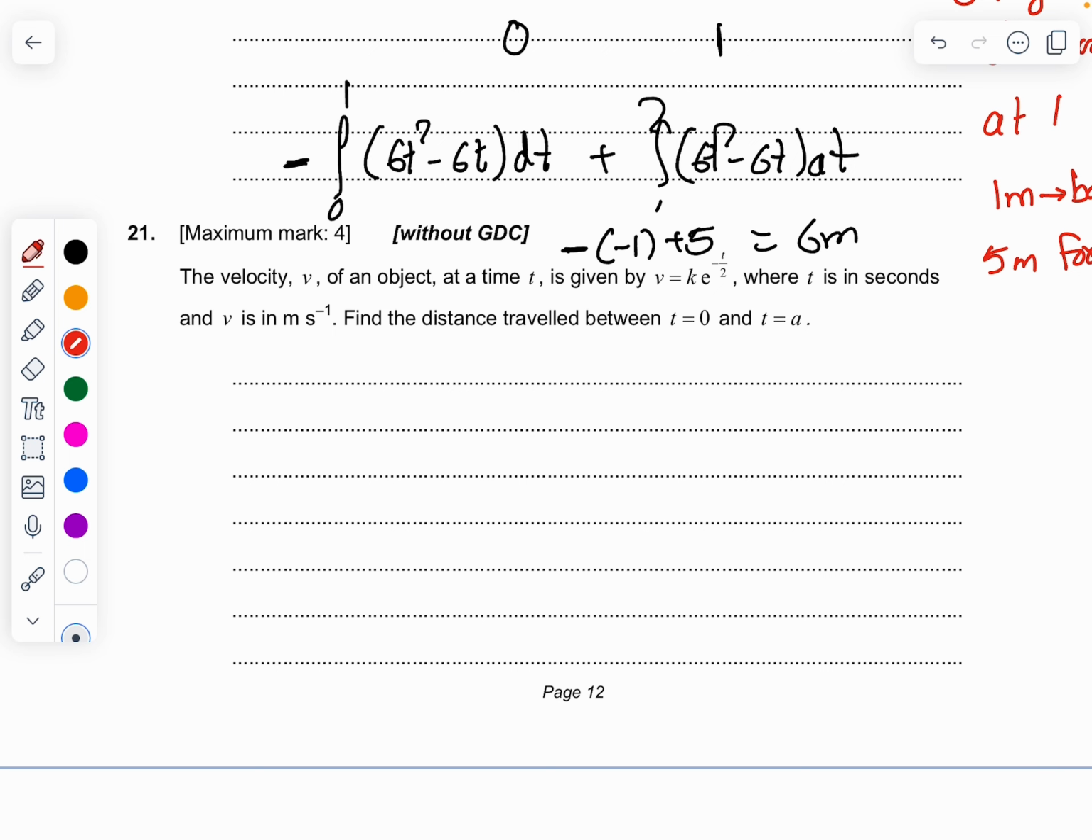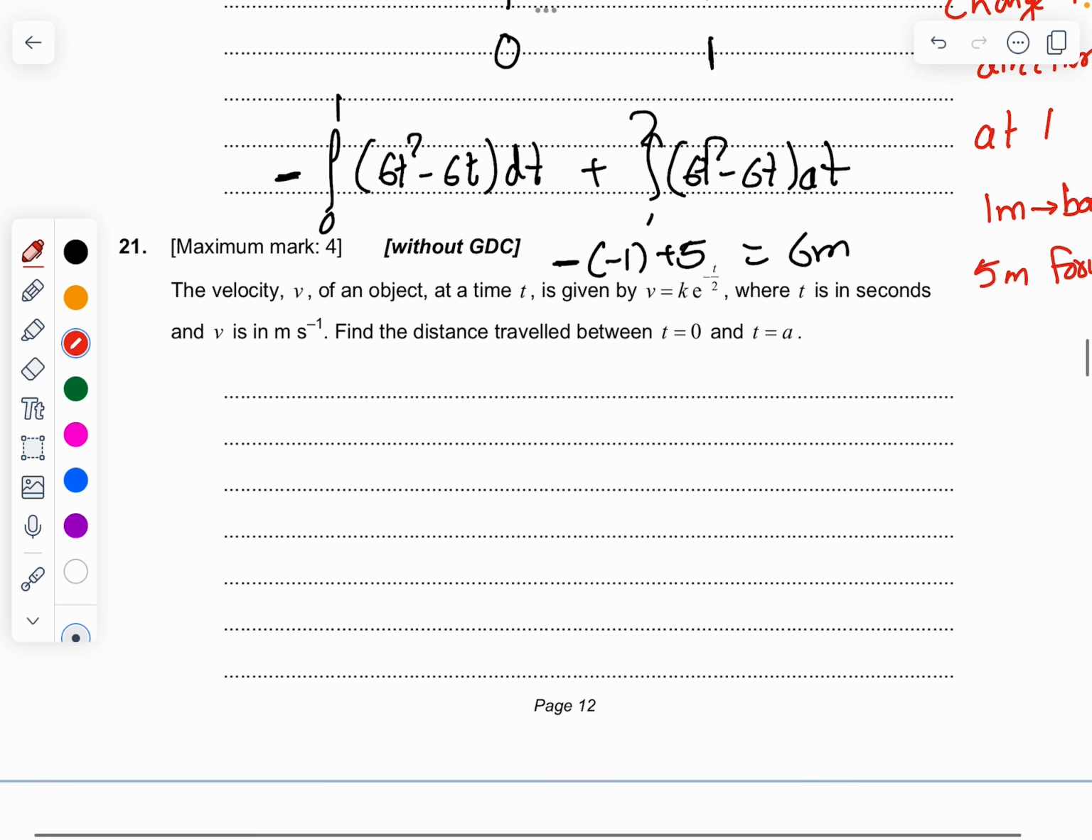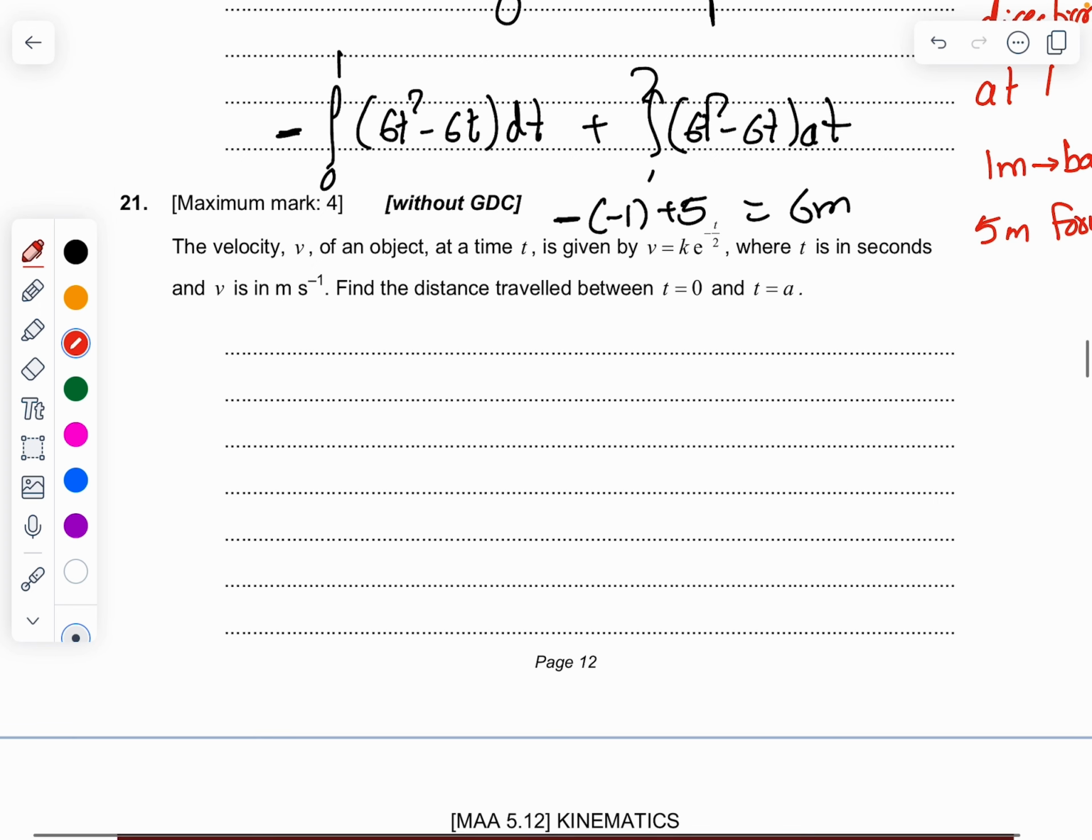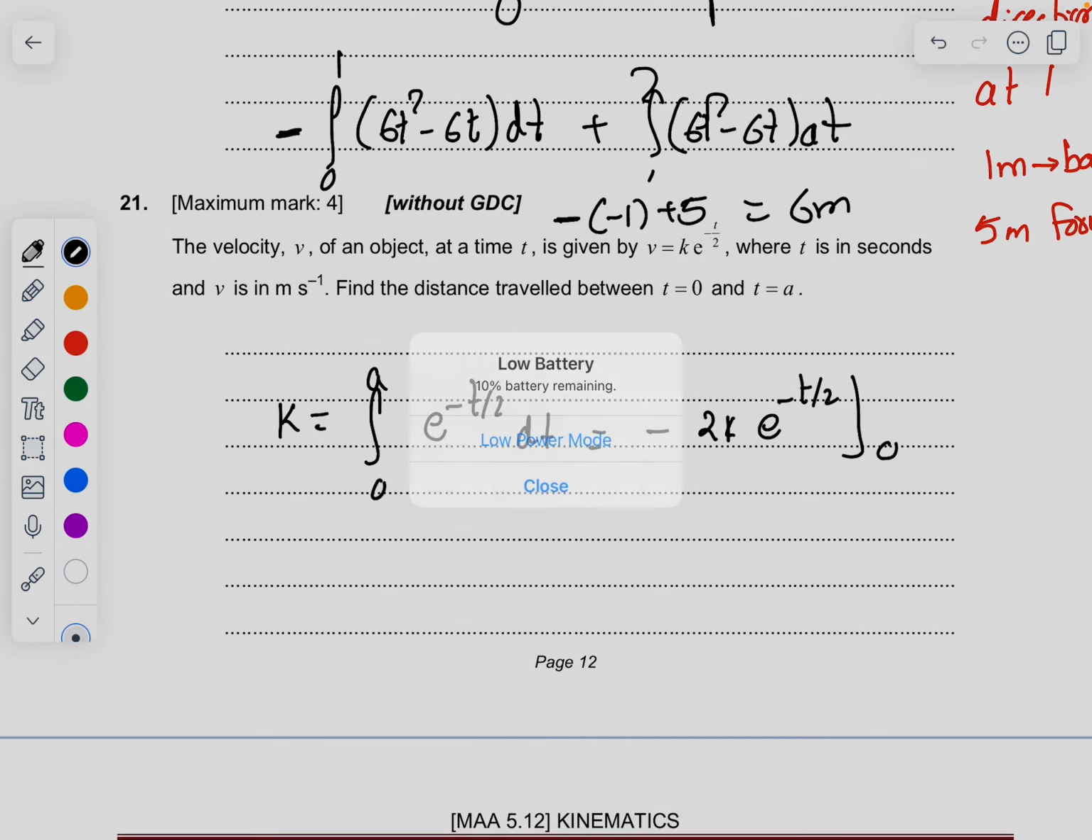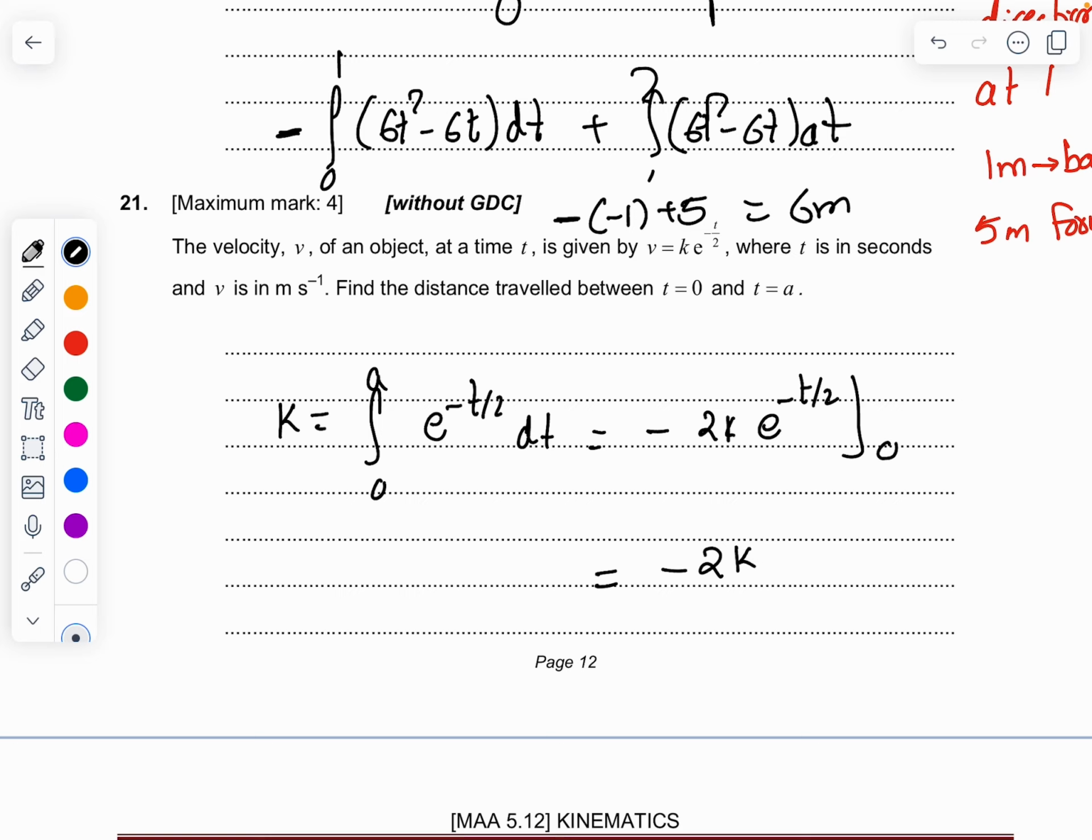Question number 21. The velocity v of an object at a time t is given. Find the distance traveled between 0 and a. So it is going to be the integral from 0 to a of e power minus t by 2 dt, which is minus 2k e power minus t by 2 from 0 to a, which is going to be minus 2k (e power minus a upon 2 minus 1) meters. That's going to be the answer.